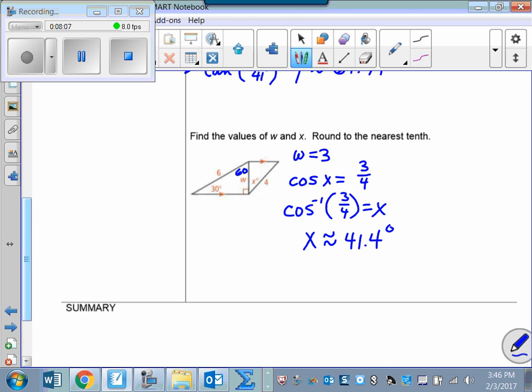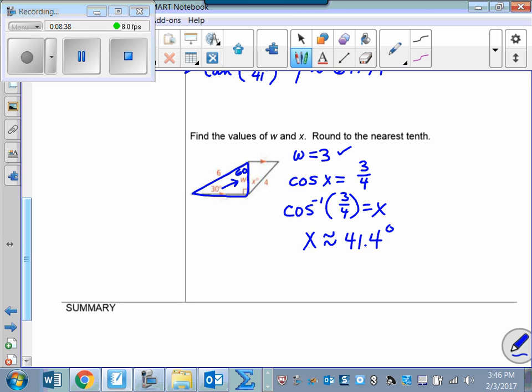Okay, so quickly I wrote up here W equals 3. How do I know that W equals 3? Well, hopefully you realize this too. Oh, that's a 30, 60, 90 triangle. This one right here, it's a special right triangle. So that means W is the short side because it's across from the 30-degree angle. And I know that the short side is half as long as the hypotenuse. So that's how I got W equals 3.